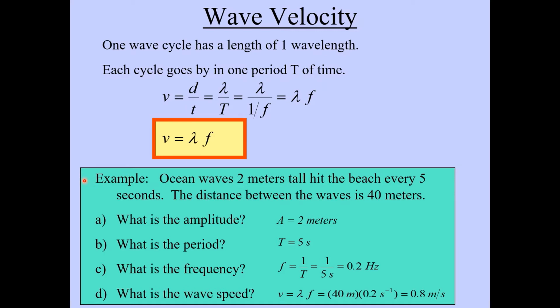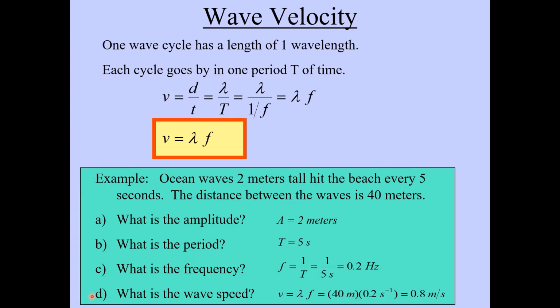So let's look at an example. Ocean waves that are 2 meters tall hit the beach every 5 seconds. The distance between the waves is 40 meters. So 4 questions here. What is the amplitude of the wave? Well, the amplitude here would be the height of the wave. So that's 2 meters. What is the period of the wave? Well, we were told that the waves are hitting the beach every 5 seconds. So that's the period. T is equal to 5 seconds. What is the frequency? Well, remember the frequency of a wave is equal to 1 over the period. So it's 1 over 5 seconds, which is 0.2 hertz.